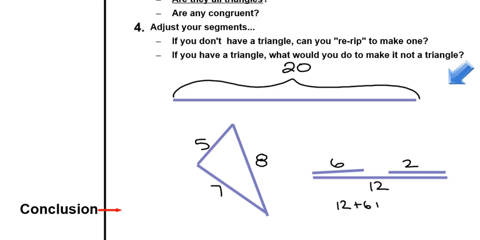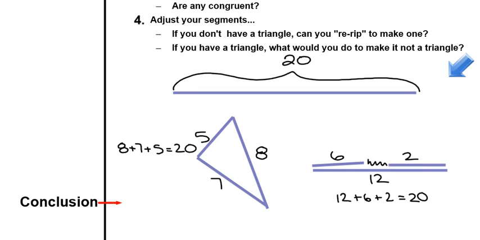12 plus 6 plus 2 does equal 20, but I have this gap in the middle, and so my two short ones are not long enough. On this side over here, if I add 8 plus 7 plus 5, that also equals 20. But those three numbers do make a triangle, and so we have to figure out what is the rule that we want to write to figure out if three numbers make a triangle.